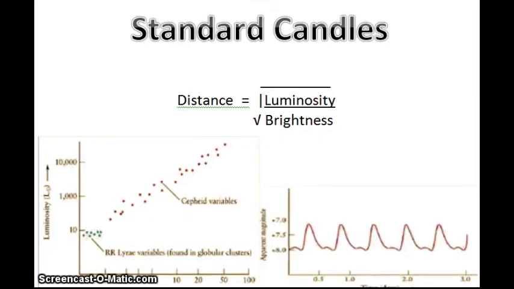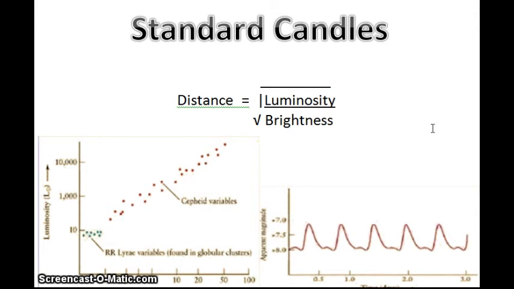The next step is standard candles. A standard candle is an object whose luminosity can be determined without measuring its distance. We can determine a star's distance if we know its luminosity and can measure its apparent brightness. The formula for finding distance is the square root of luminosity over brightness. An example of a standard candle would be a Cepheid variable star.